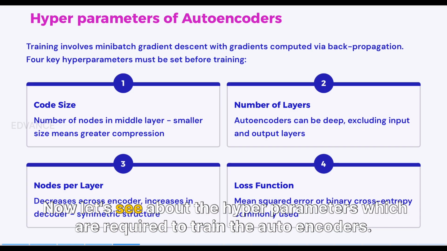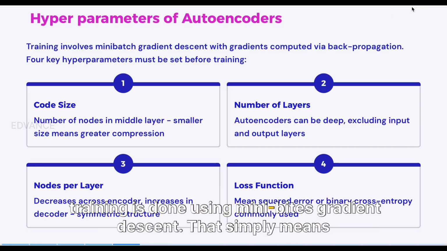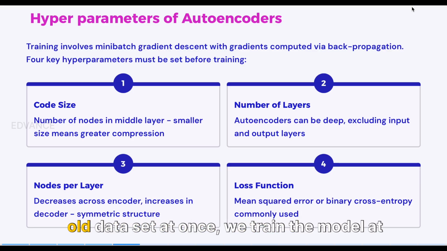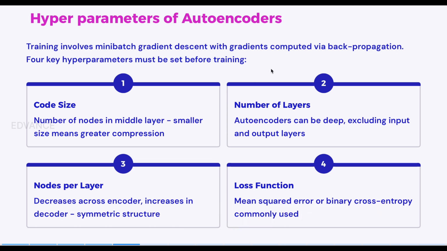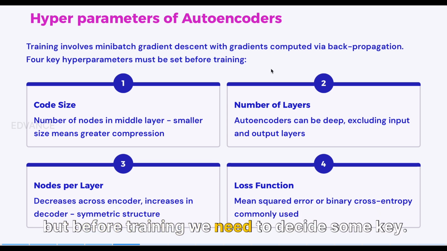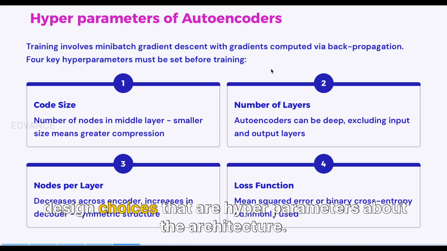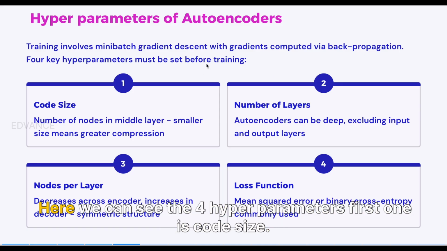Now let's see about the hyperparameters which are required to train the autoencoders. Training is done using mini batch gradient descent. That simply means instead of feeding the whole data set at once, we train the model on small chunks of data and update weights step by step using backpropagation. But before training, we need to decide some key design choices, that are hyperparameters about the architecture. Here we can see the four hyperparameters.